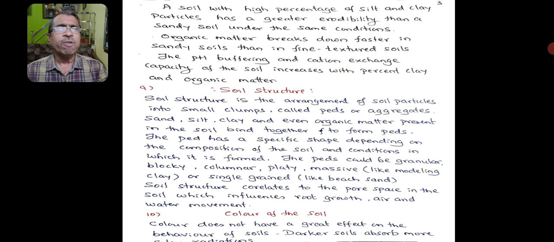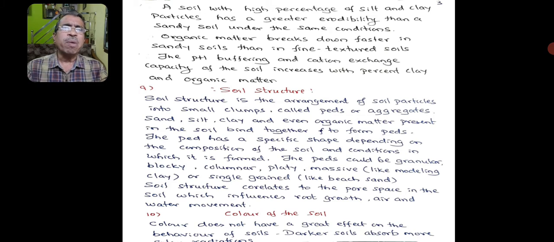The pH buffering and cation exchange capacity of the soil increases with percent clay and organic matter. The greater the percentage of clay and organic matter, the greater is the cation exchange capacity.